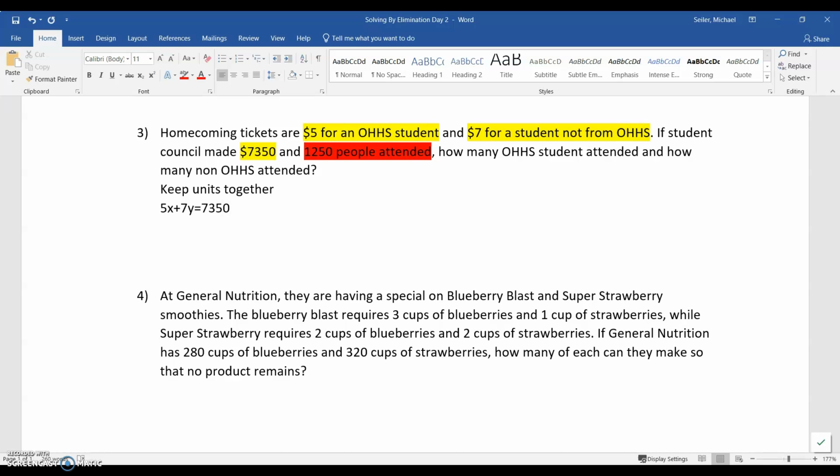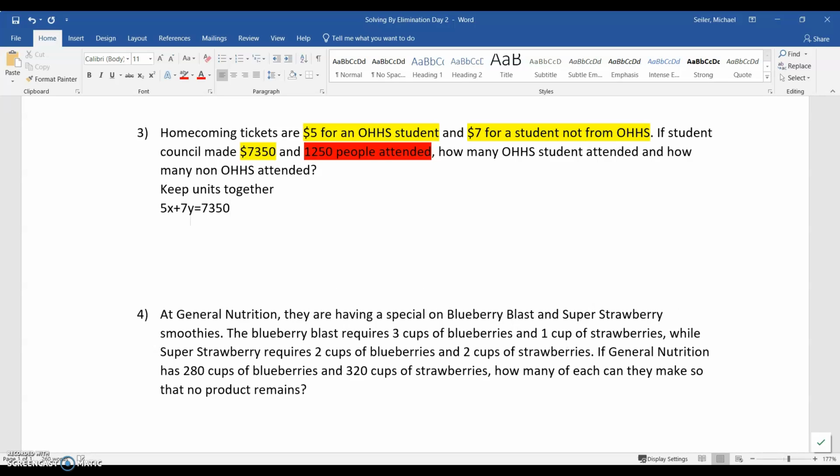$7,350 total. Again, just like the first one, we're trying to figure out how many Oak Hill students and how many non-Oak Hill students attended if 1,250 people attended in all. Again, whenever we see 4 numbers, we're thinking that one of my equations is just going to be x plus y equals something. Okay? So to Desmos we go.